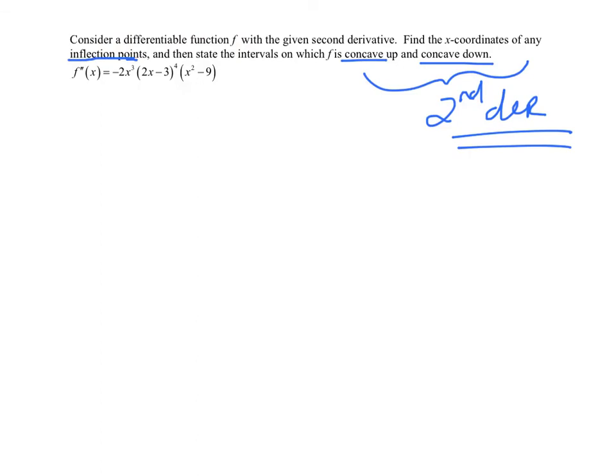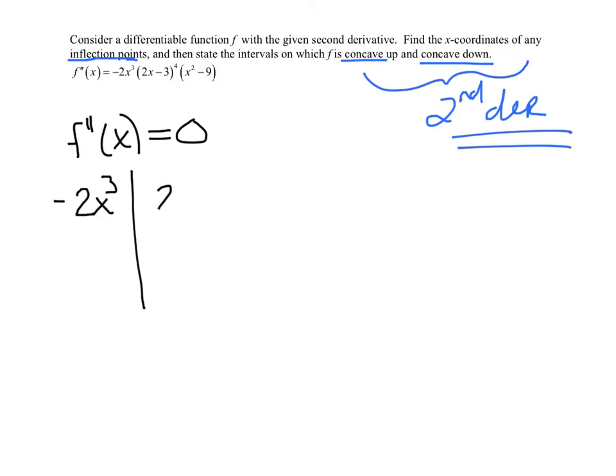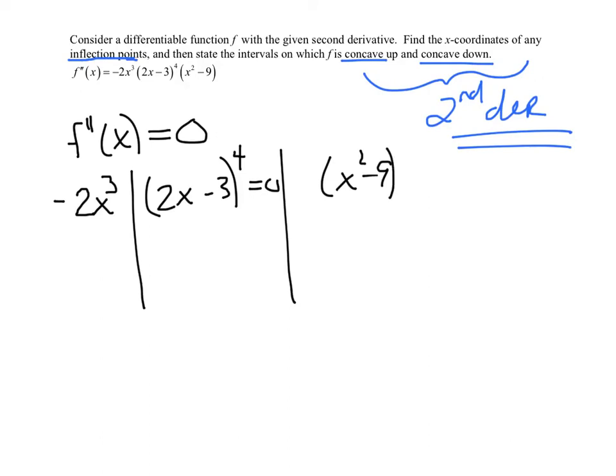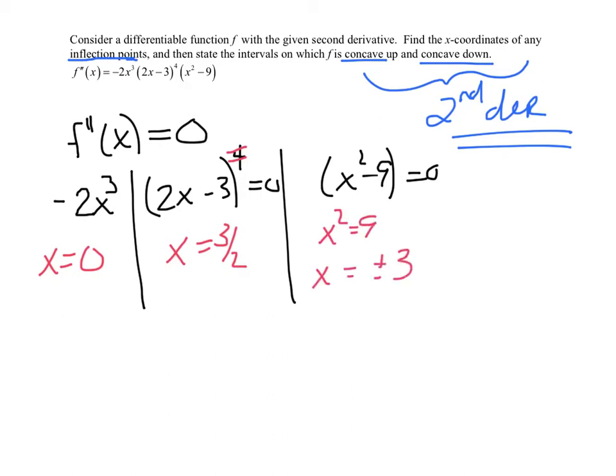Read who you have. Okay, so basically all I have to do is set that second derivative equal to 0 and get my critical points. So I'm really just teeing up each section and setting each piece equal to 0, and getting each of those points. So here I get x equals 0. I can take the fourth root of 0 and I get x equals 3/2. Here I get x squared equals 9, so don't forget you get x equals plus and minus 3.